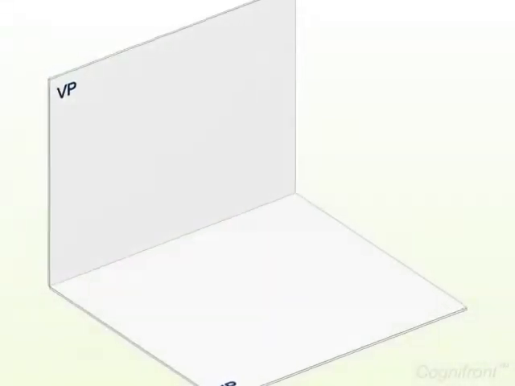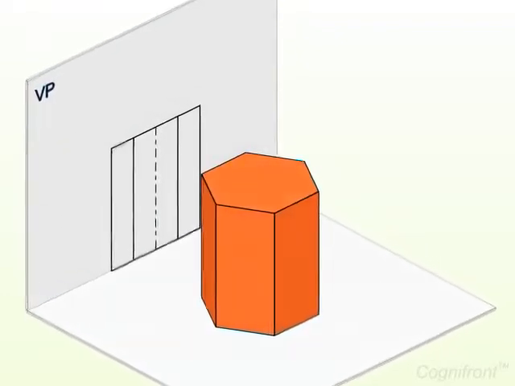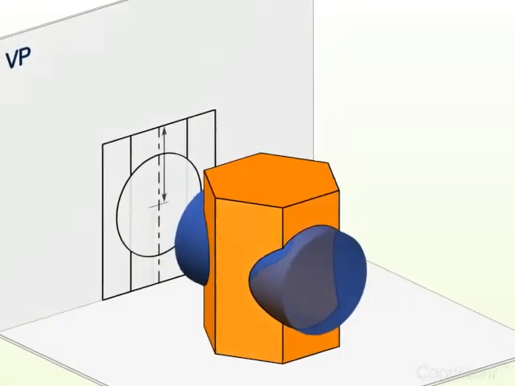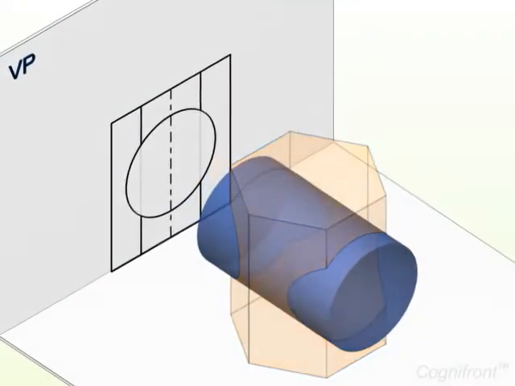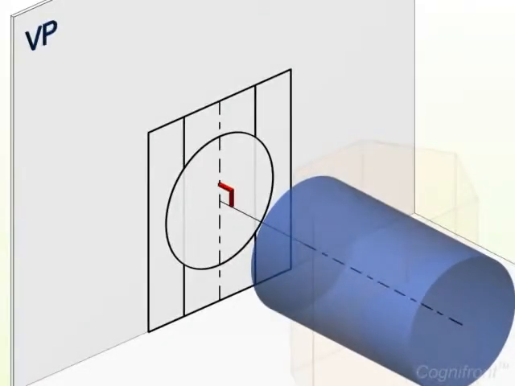Now let's develop the surface of a hexagonal prism resting on HP. A circular hole is drilled completely through the prism, bisecting the axis of the prism. The axis of the hole is perpendicular to the VP.